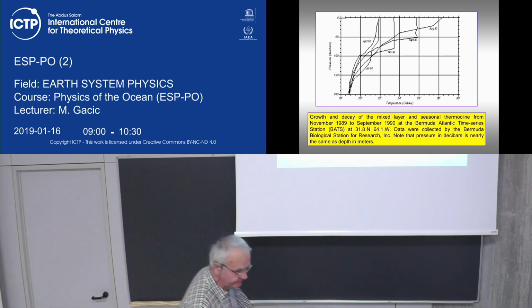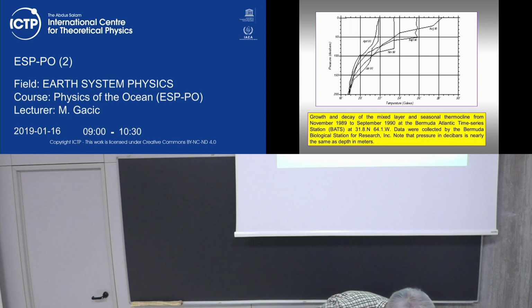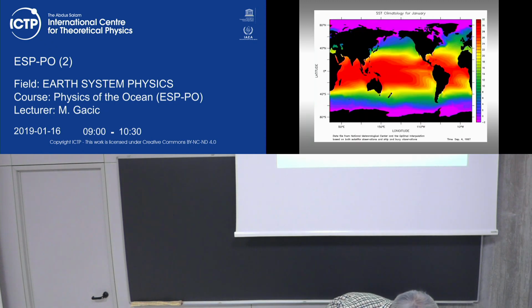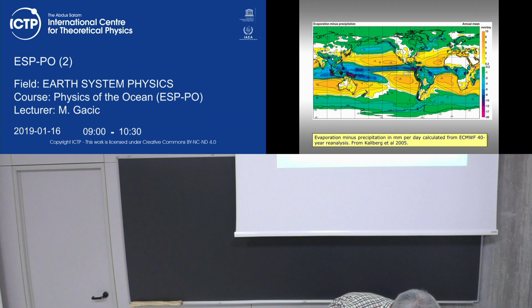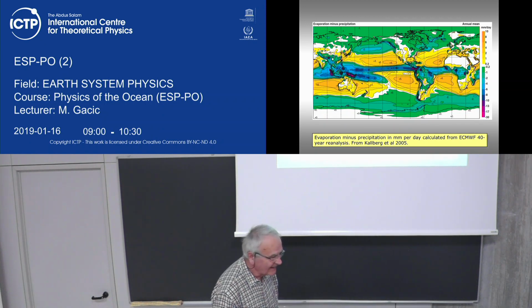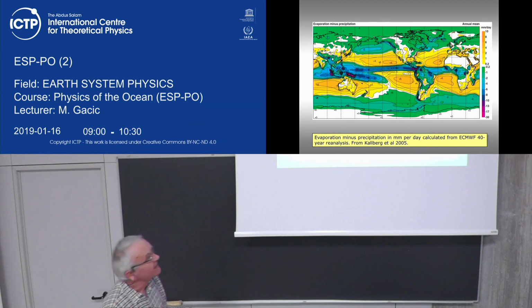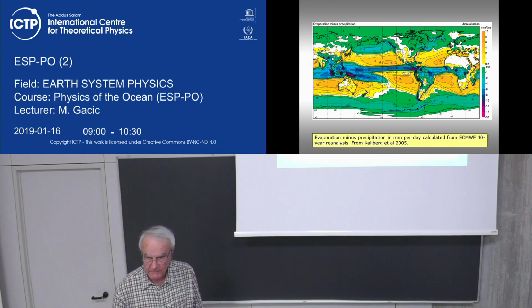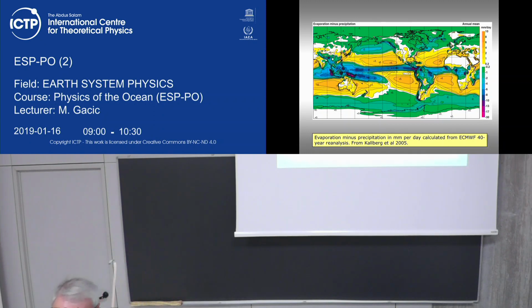That's another one. I was hoping that you would not see that. That's the evaporation minus precipitation. I hope I have the graph which shows the horizontal distribution of the salinity over the world ocean, and we will see exactly why.